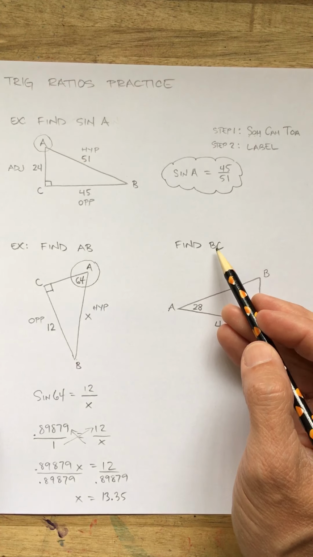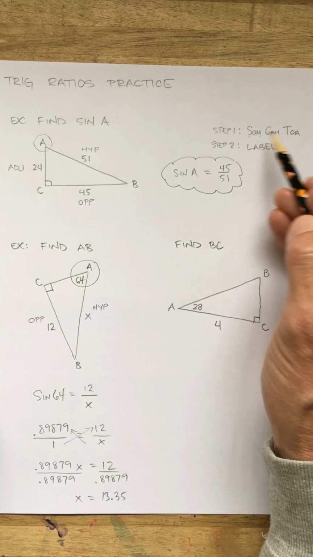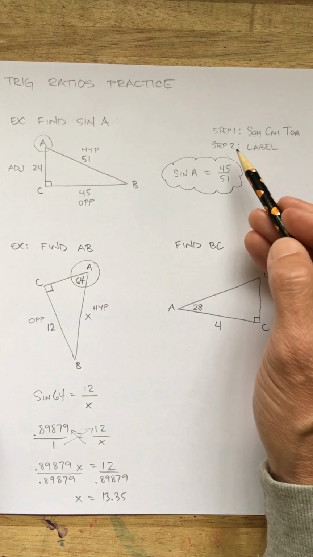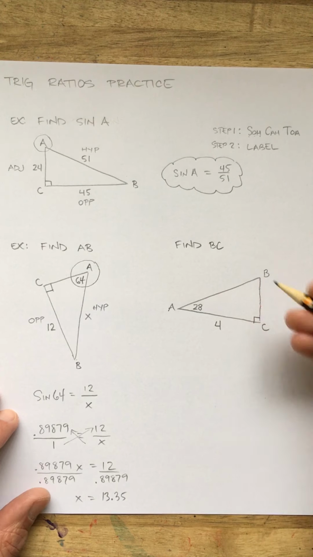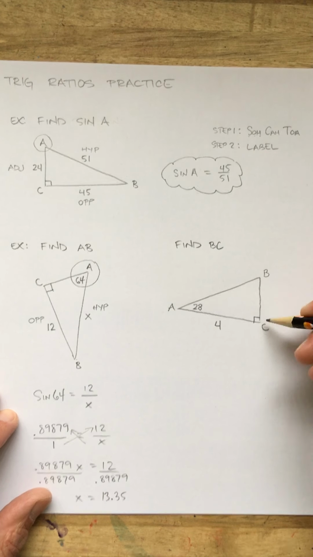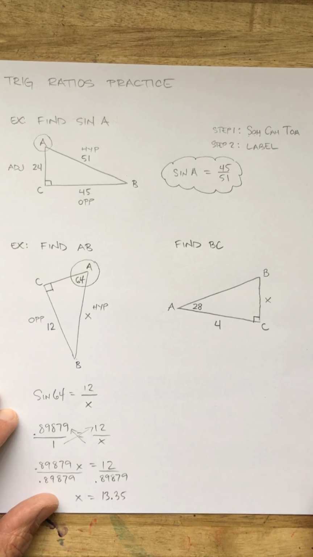Now I'm trying to find BC. Again, follow the steps. Write down SOHCAHTOA. All right, so we have SOHCAHTOA. And then we have step 2 is label it. So if I'm trying to find side BC, that's this guy right here. Okay, so what am I going to label it? You're right, x.